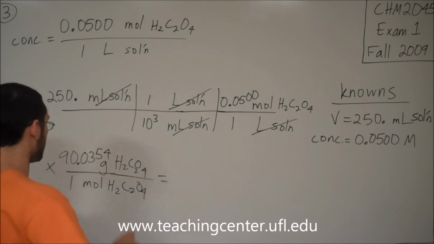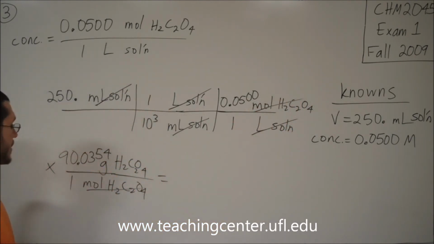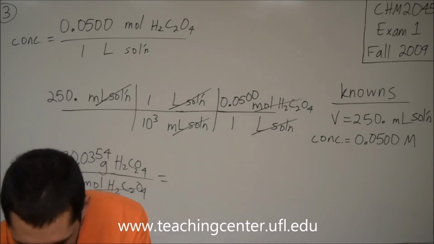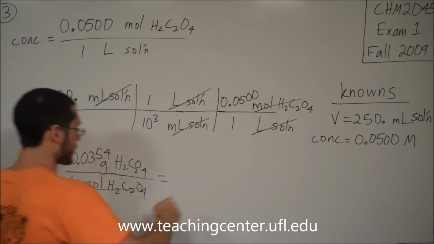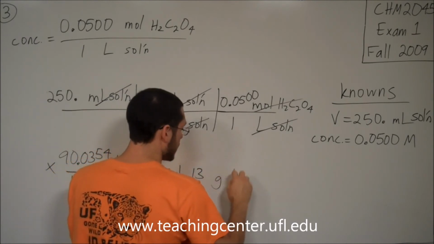So you punch all this out, because moles of oxalic acid cancels, and we're left with grams. Punch all this out, and the answer comes out to be 1.13 grams of oxalic acid.